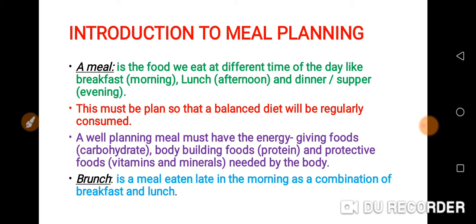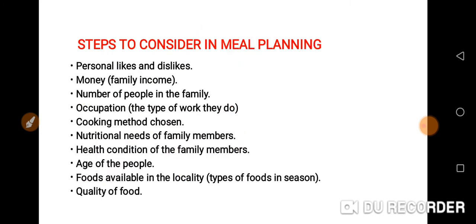Brunch is a meal eaten late in the morning as a combination of breakfast and lunch. What are the steps to consider in meal planning? The first one is personal likes and dislikes. Whenever you are planning your meal, you have to consider the kind of food you like, your personal food preferences, and the food that you dislike.